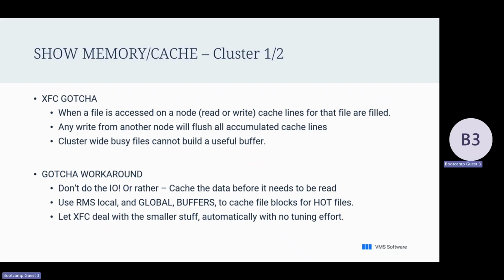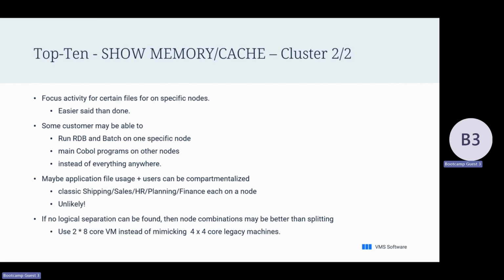Well, the workaround for the XFC gotchas, of course, in general, this is nothing to do with RMS tuning, is don't do the I/O. Cache the data before it gets read, right? Use the RMS local buffers and global buffers to avoid those reads in the first place, and let XFC just deal with your log files and all the smaller stuff that you cannot tweak by hand. XFC is just so wonderful in just caching everything. All right. Focus your activities on certain files. Yeah, that's easier said than done.